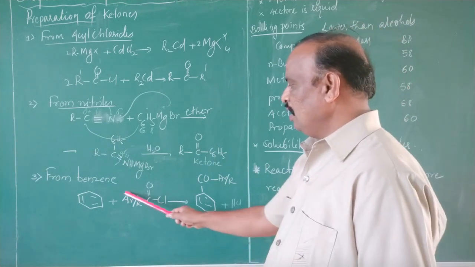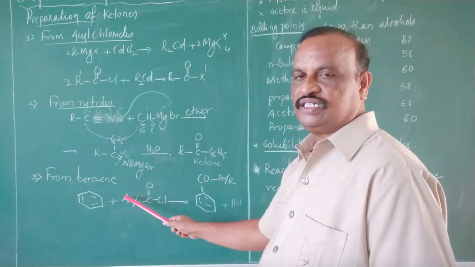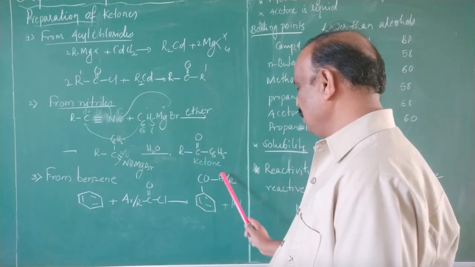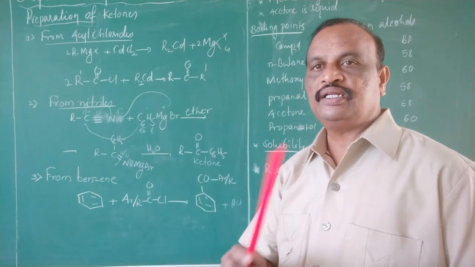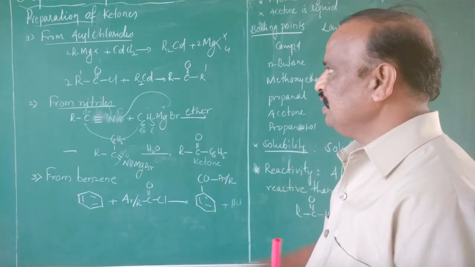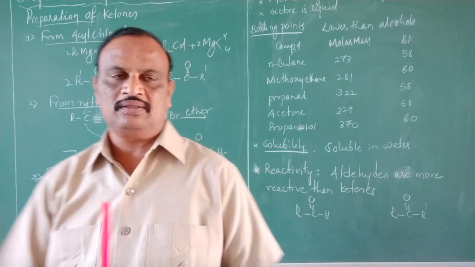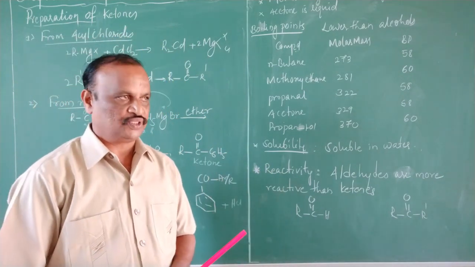If it is the Ar group, that is the C6H5 group, you are going to get benzophenone. If it is the CH3 group, you are going to get acetophenone. That is how the ketones are obtained. So these are some of the methods by which we can get ketones.